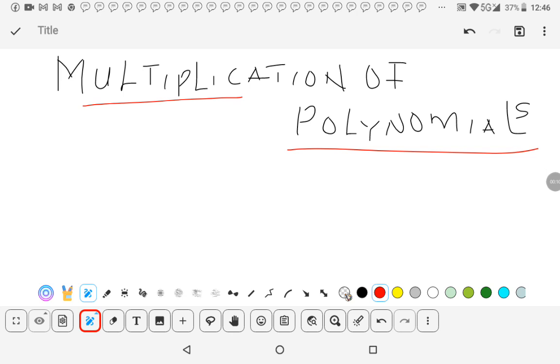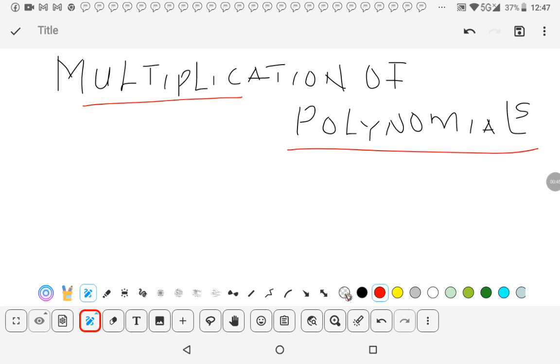So, in our last lesson, we talked about addition of two or more polynomials. If you recall, we said that we can add two or more polynomials by first of all collecting like terms and then adding the numbers that have the same powers.